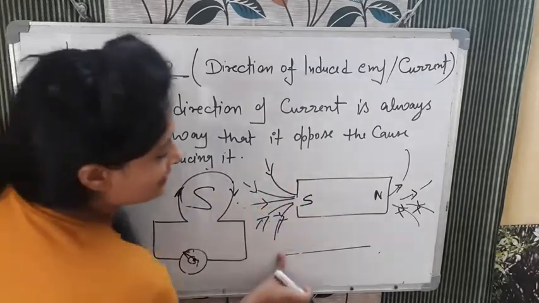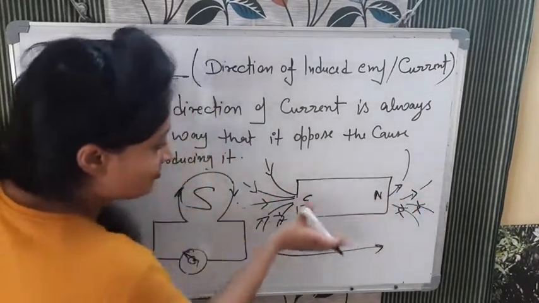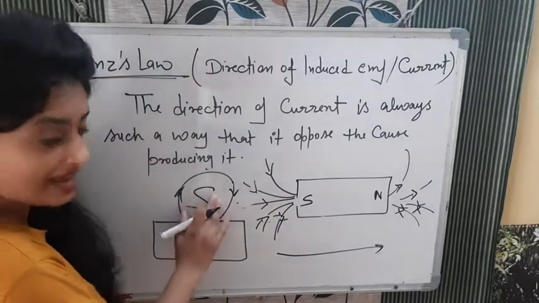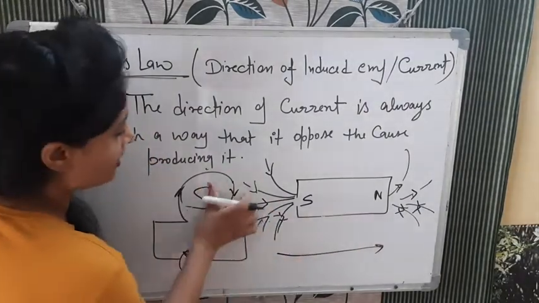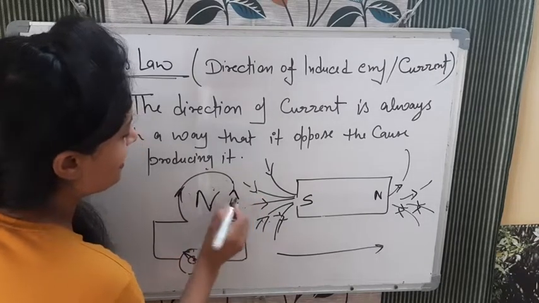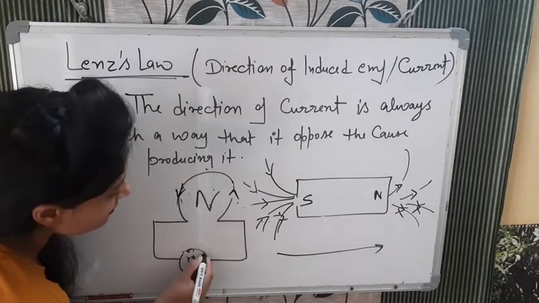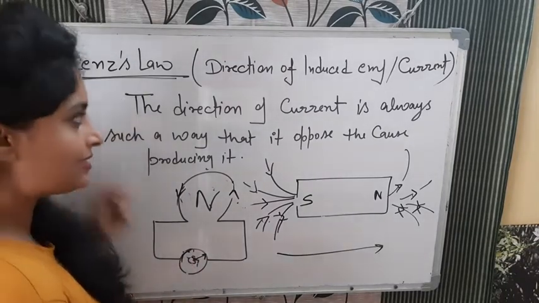So now I am saying that I am taking it away. When I am taking it away, what will happen? This will behave as if it wants to attract this. So there will be a north pole, and north pole means the direction will be what? Anti-clockwise. समझ रहे हो? The direction is anti-clockwise, so the deflection will be on this side now. Okay, so this is Lenz's law.